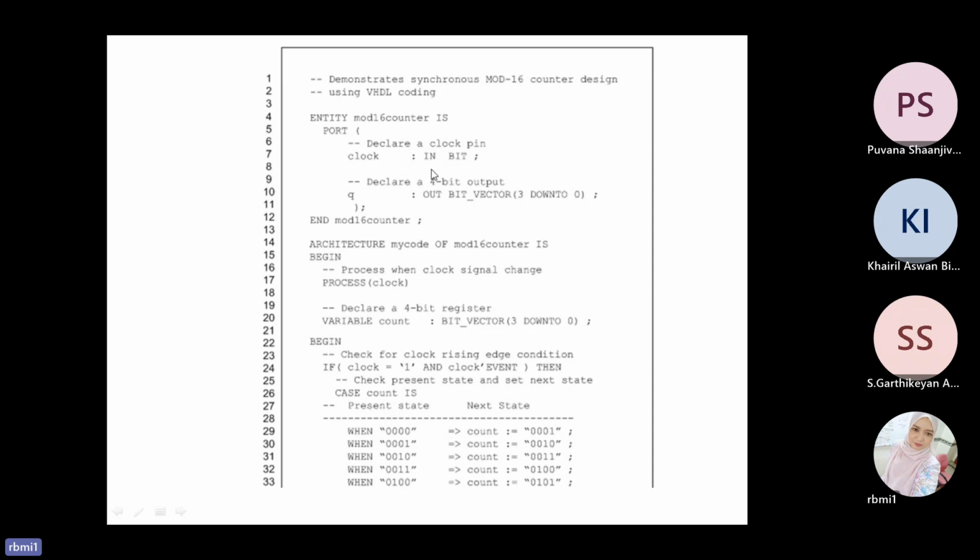This one, we have to declare the port. The ports we need to declare one by one. And then this is the condition here. When this is 0, 0, then we count it as 1. This we count as 2, this is counted as 3, and so on and so forth.